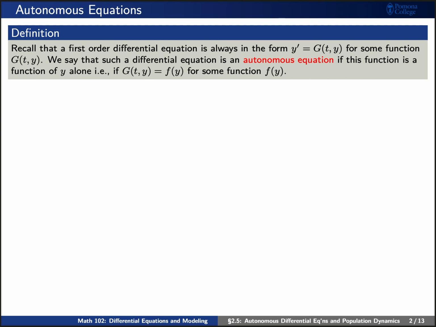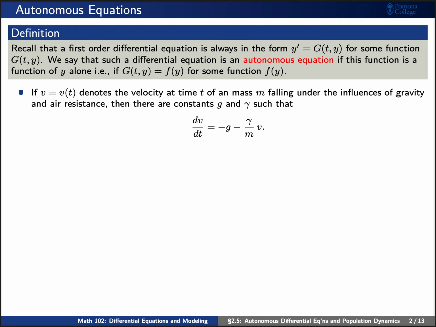We've already seen some examples of autonomous equations. First, let's say we have a mass m falling under the influence of gravity and air resistance. If v denotes the velocity at a time t of such a mass, then we found that dv/dt, the acceleration, is equal to negative g minus gamma over m times v. Here gamma is our constant of proportionality, the drag coefficient. We see that the right-hand side is just a function of the velocity v alone. Therefore, it is an autonomous equation.